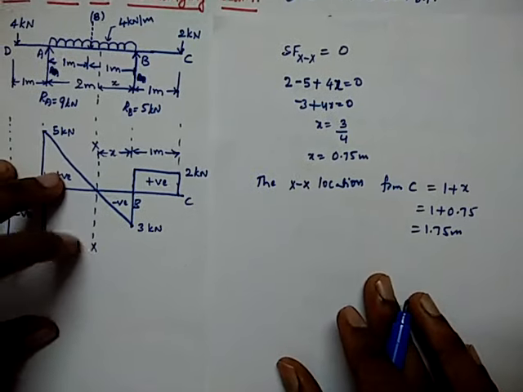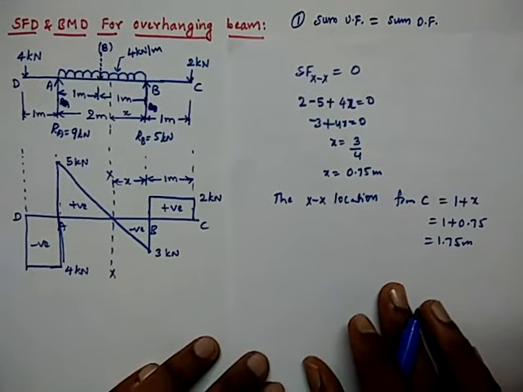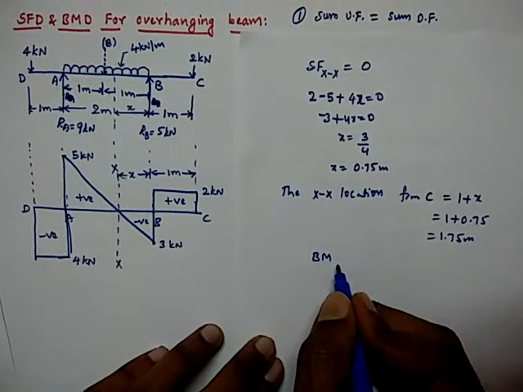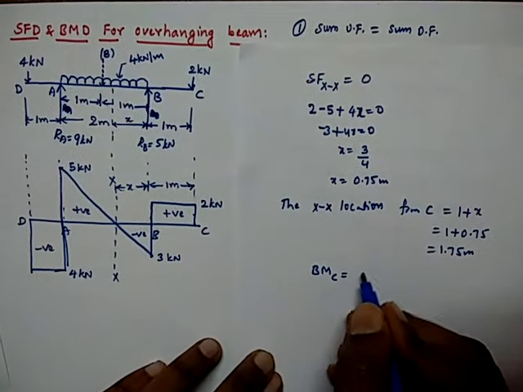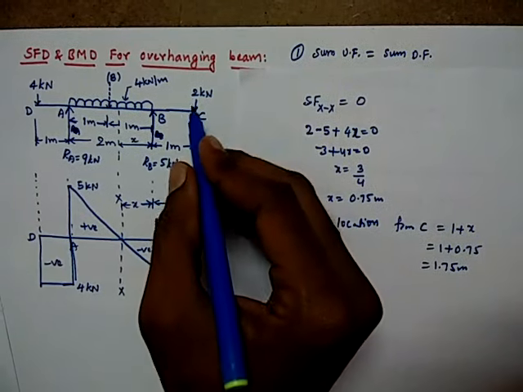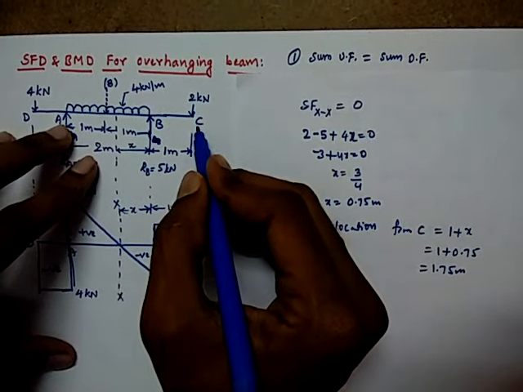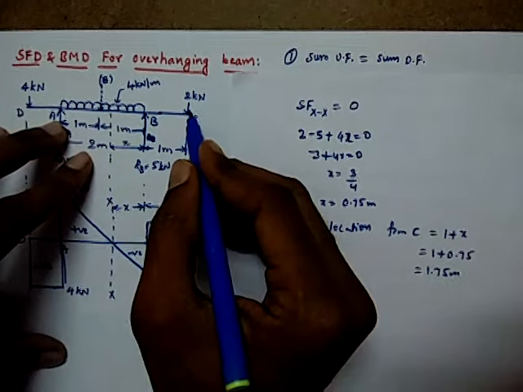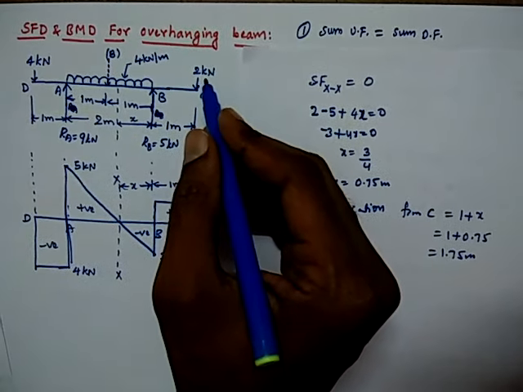So at this point we have to find the bending moment also. Let us calculate the bending moment at different locations here. The bending moment at C is 0. We know the bending moment is the force multiplied by the distance. The force here is acting at C, and we require the moment at C. So the moment of this 2 kilonewtons at C is 0.